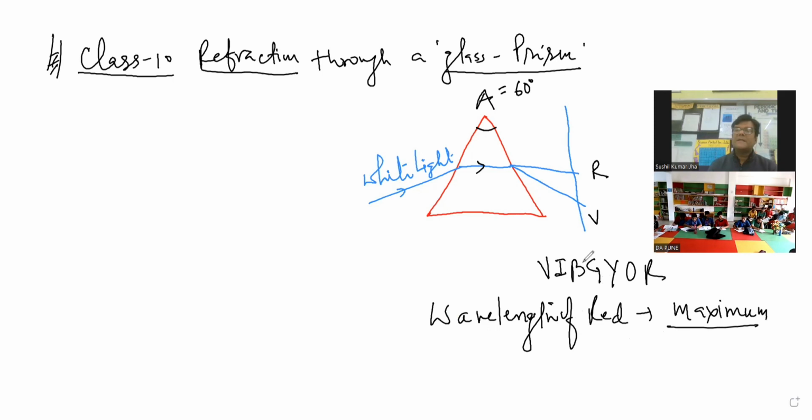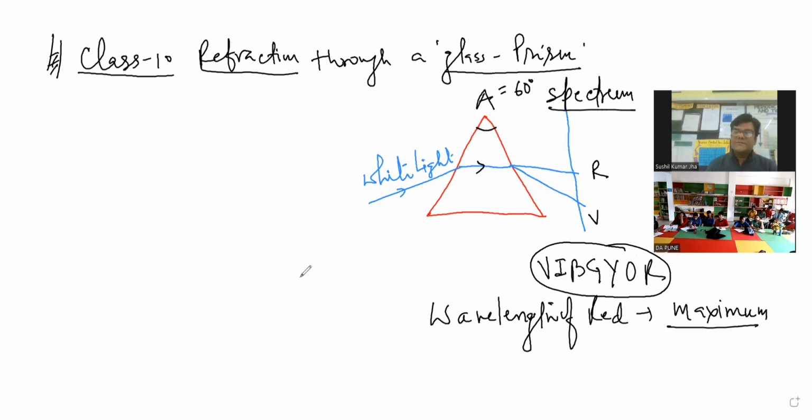And violet has the least wavelength, so it deviates maximum. This is the answer. And the 7 different colors obtained on the screen are called the spectrum. Okay, we call it spectrum.